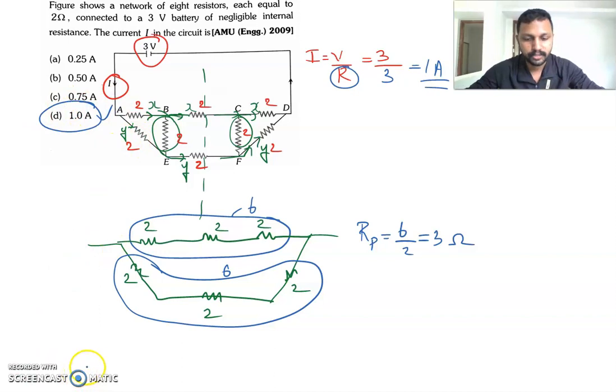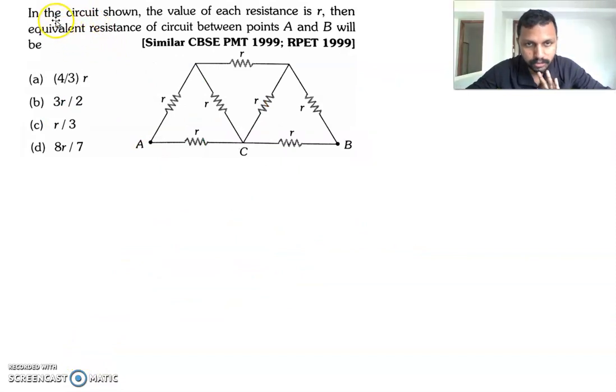Okay, let's look at the next question. In the circuit shown, the value of resistance R, then the equivalent resistance of the circuit between A and B will be. Each of these resistors is small r, and they are asking you to find the equivalent resistance. In this case also we can understand this has a bilateral symmetry. That is, if I draw a symmetrical line over here, the left side and right side are equal.